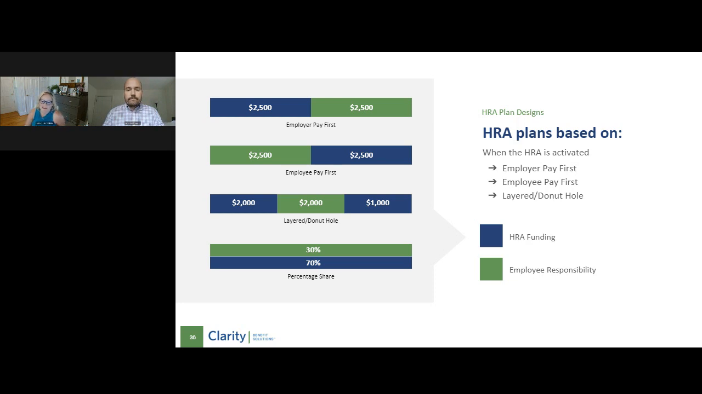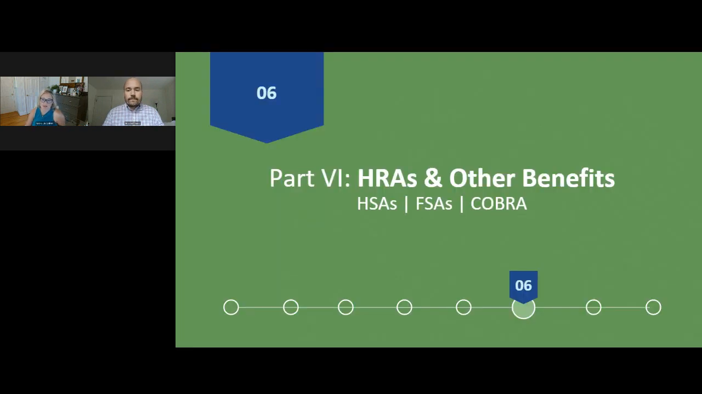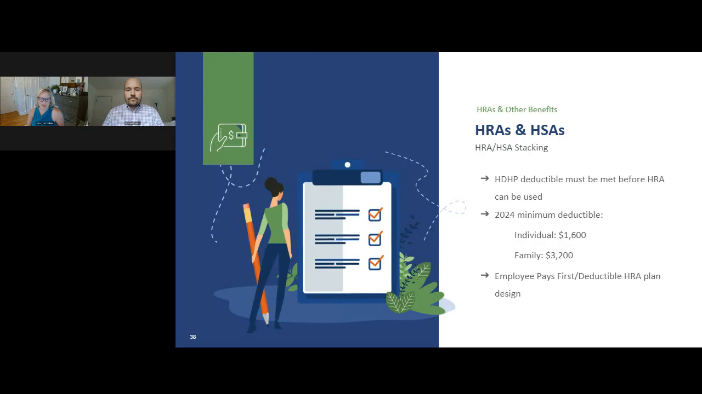Thanks, Eddie. So there are a number of ways, obviously, to design an HRA plan to address just how the employer wants an HRA to be used by their employees. But now we're going to move on to my favorite part, which is how HRAs interact with other popular employee benefits, namely HSAs, FSAs, and COBRA. And I'm going to see if, Eddie, you can just take these next few slides. We're getting close to the end, so if you guys can just hang on, this is a really important piece.